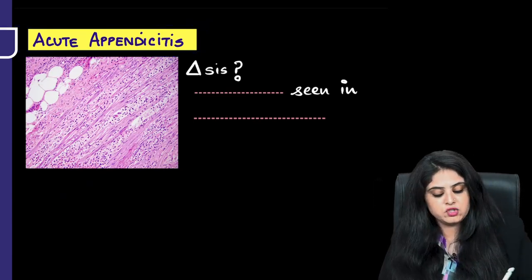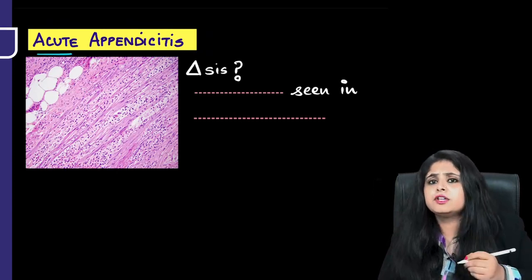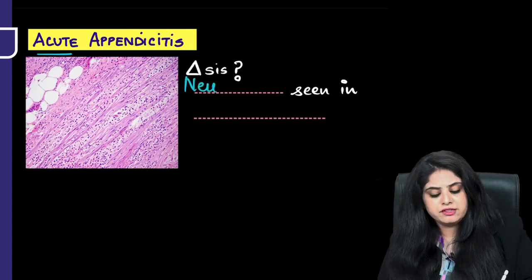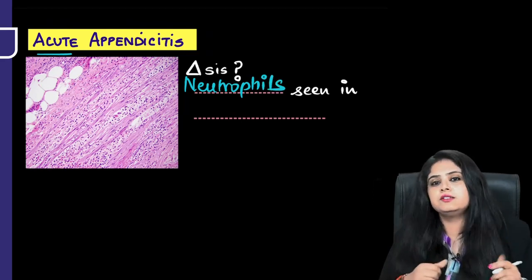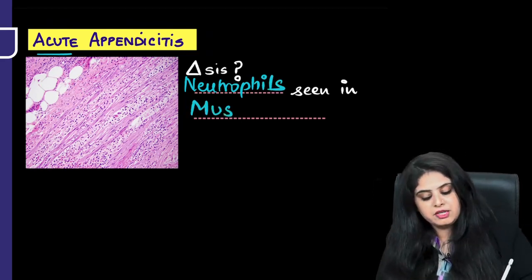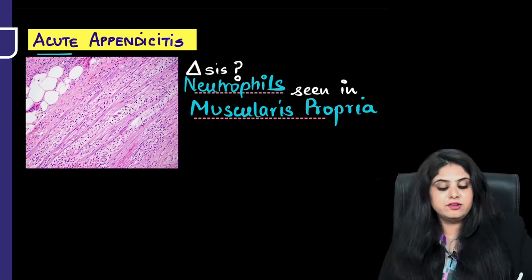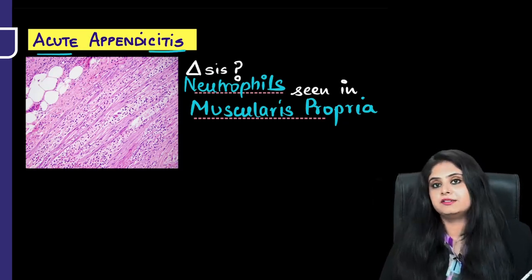Itis, meaning inflammation. Acute, what is the cell of acute inflammation? Neutrophils are the cells of acute inflammation. Where do you see the neutrophils? Which layer of the intestine should you see this? So remember, in the muscularis propria. When you will see neutrophils in the muscularis propria, that is when you give the diagnosis of acute appendicitis.